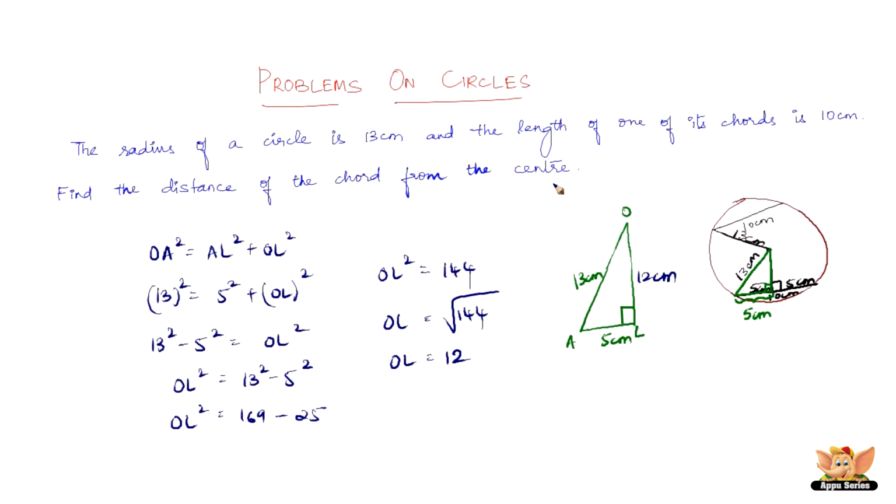So the distance of the chord from the center is equal to 12 centimeters. And we found this by using one of the properties of circles that we already discussed. So I think this is proof of how important those properties are to us.